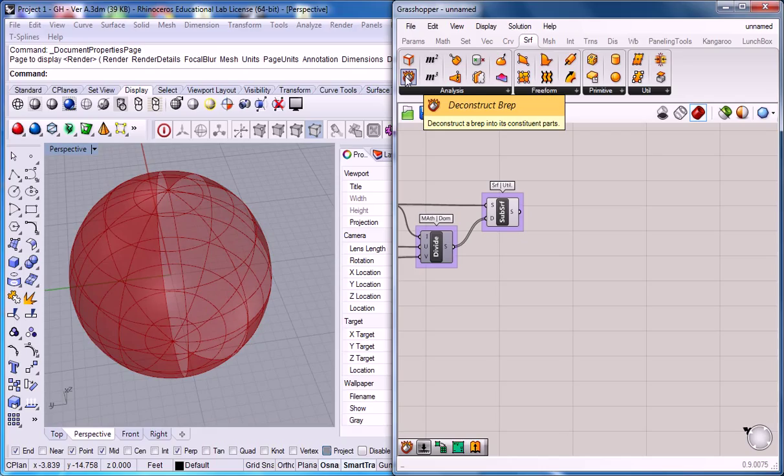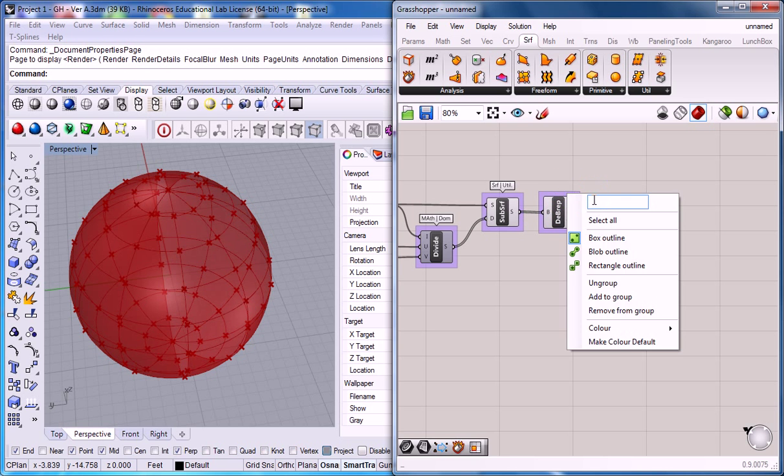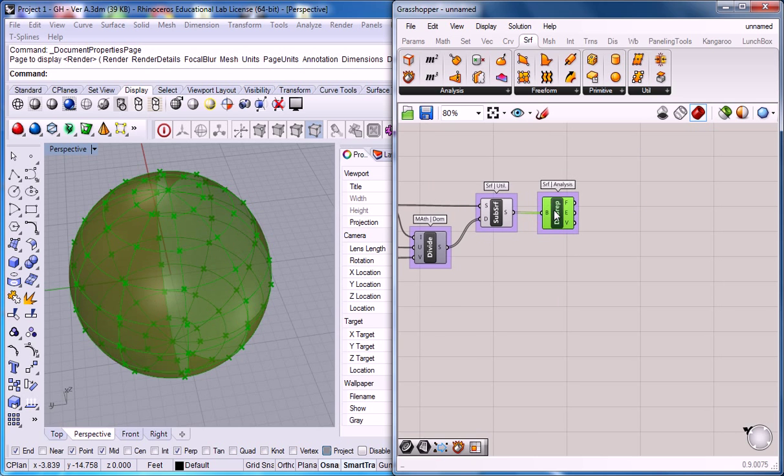Deconstruct BREP, or if you think about it in terms of exploding, right? You're exploding it into its component parts. I think that's what that icon is for, though I'm not sure. All right, so we drop that in and we plug it in. That's not how you spell it. Close enough. All right. So we've got all of our component parts now, right?